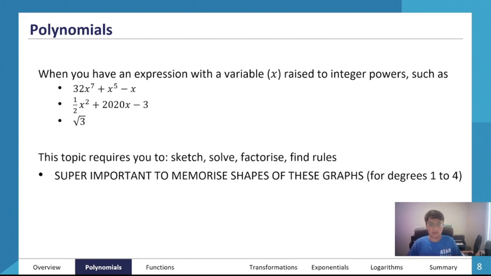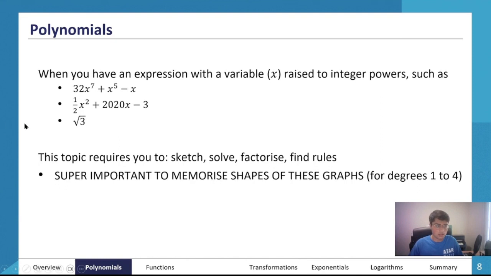Now, we have polynomials, the definition of a polynomial. It's an expression with a variable x raised to integer powers. Now, what is an integer? It's a whole number. In this case, we're looking at positive whole numbers. So 1, 3, 600, they're all integer numbers, positive integer numbers. And when we raise x to that power, we get what's called a polynomial.